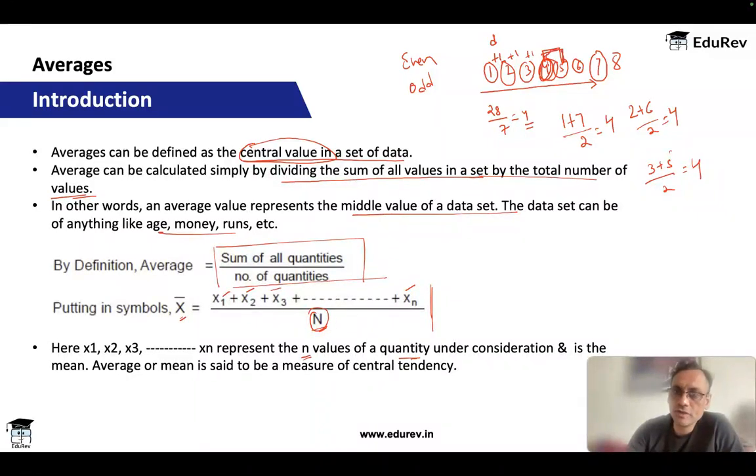Then the average also will be, now if you see your total is 36, 36 by 8, your average is 4.5. Same, 1 plus 8 by 2 will give you 4.5, 2 plus 7 will give you 4.5, 3 plus 6 will give you 4.5, and 4 plus 5 by 2 will also give you 4.5. So you'll get the same average then as well. Okay, so I hope we are clear till here.